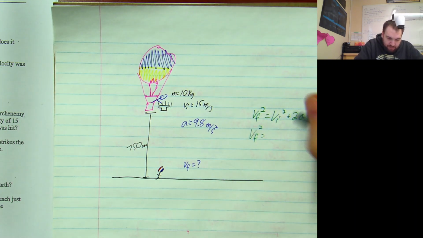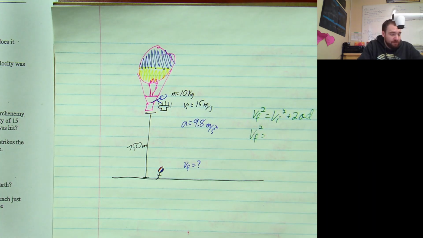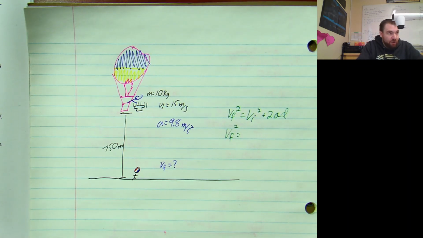VF squared equals, now it's falling, everything's going down here. So this is where, when you have objects that are starting to rise and fall, it becomes important to actually determine which way you want positive to be. And as long as we're consistent with that, it ultimately doesn't matter. So which way do you want to call positive in a question like this?